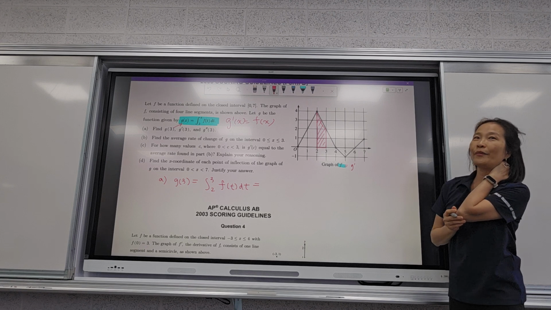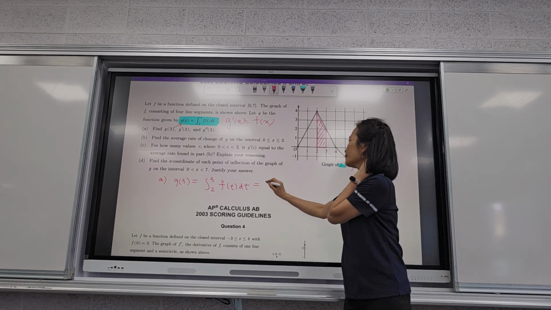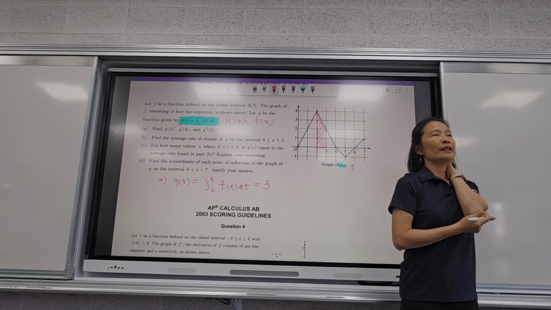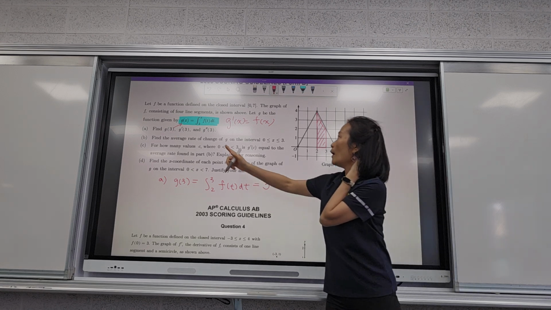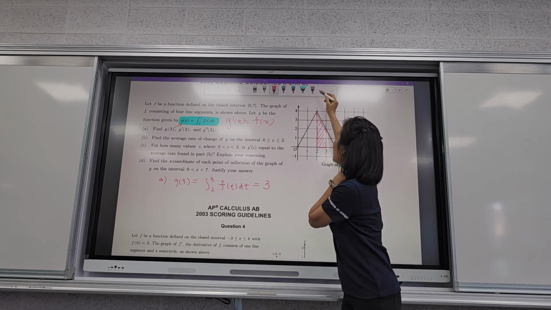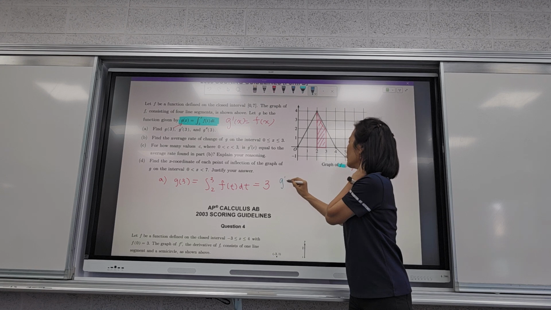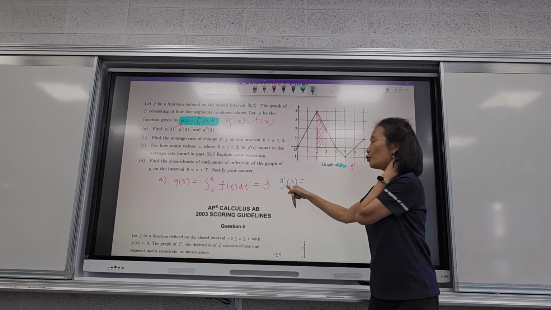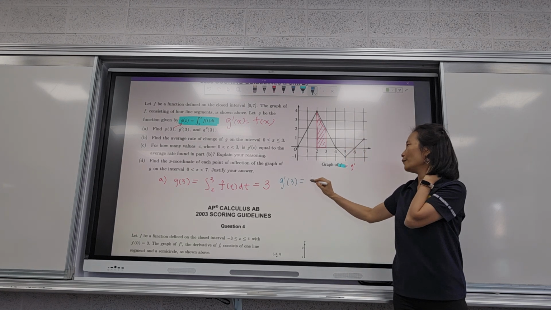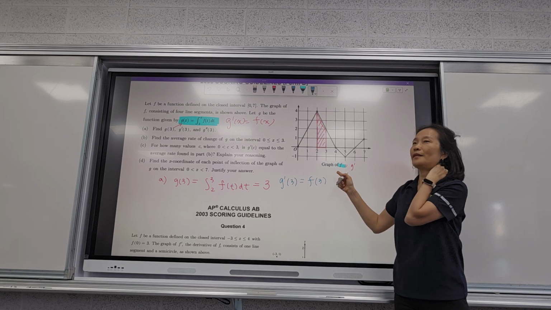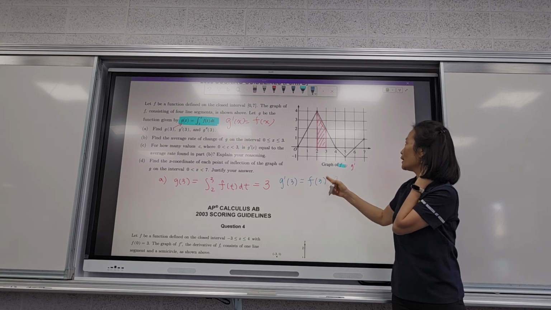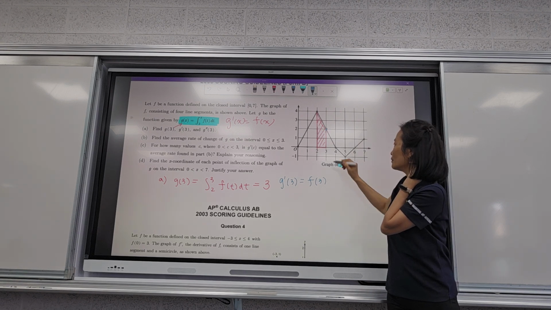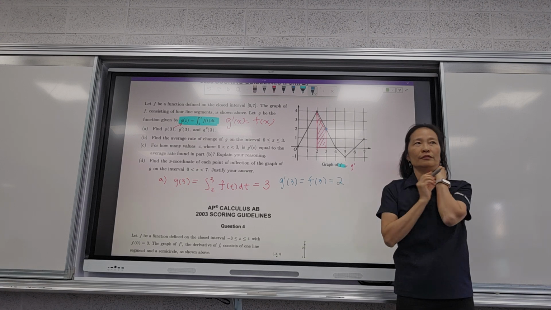3? Is it 3? Yeah. So g of 3 is 3. What is g prime of 3? Isn't g prime of 3 f of 3? Because g prime is f, right? And where is f of 3? Just look at the y value. 2. Okay.